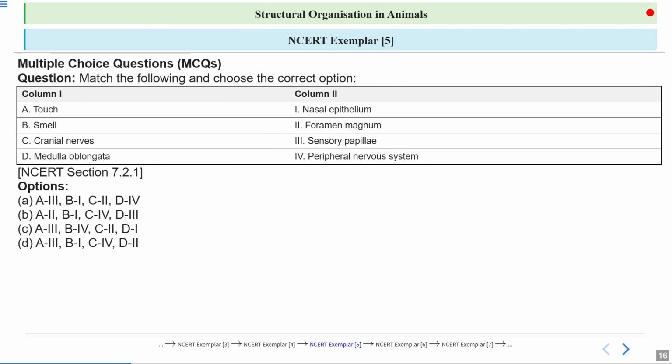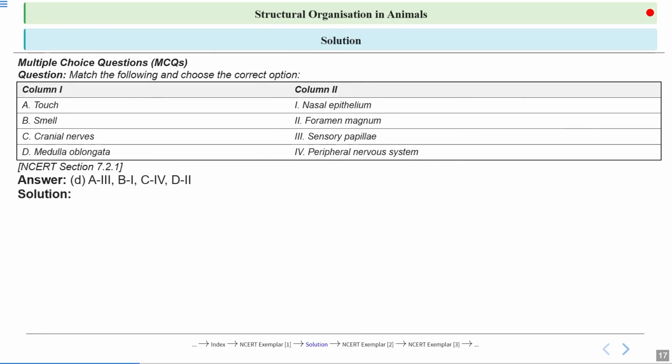Next question. Match the following and choose the correct option. This is again a match the column type of question. Let us see what are the items given in column 1 and column 2. Column 1: A, touch; B, smell; C, cranial nerves; D, medulla oblongata. And column 2: first, nasal epithelium; second, foramen magnum; third, sensory papillae; and fourth, peripheral nervous system. So you have to do the matching between the items given in column 1 and column 2, and accordingly you have to select the option. This question is from NCERT section 7.2.1. Let us see the answer.